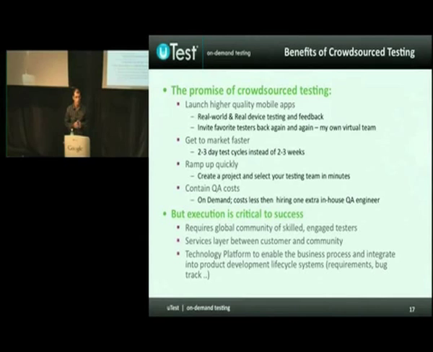But remember, execution is critical. You really need to have a large community of very skilled and engaged testers, and you need to have a technology platform that facilitates the communication between the testers themselves, and between the testers and the project, in order to manage the bugs, execute the test script, and provide automated coverage reports. One very important thing is that the platform needs to have the capability to integrate into your product development lifecycle, sometimes into your requirements management, sometimes into your bug tracking system. So you can really use it as a seamless extension of your in-house testing teams.